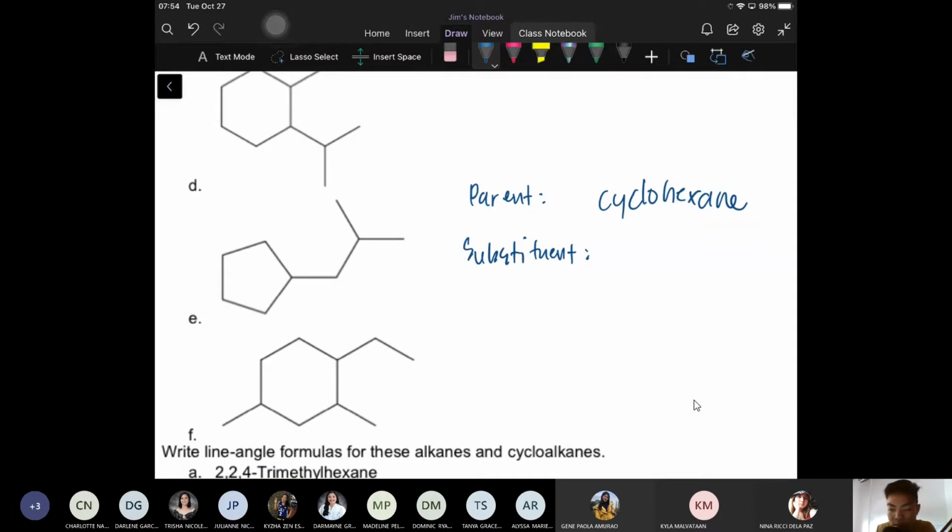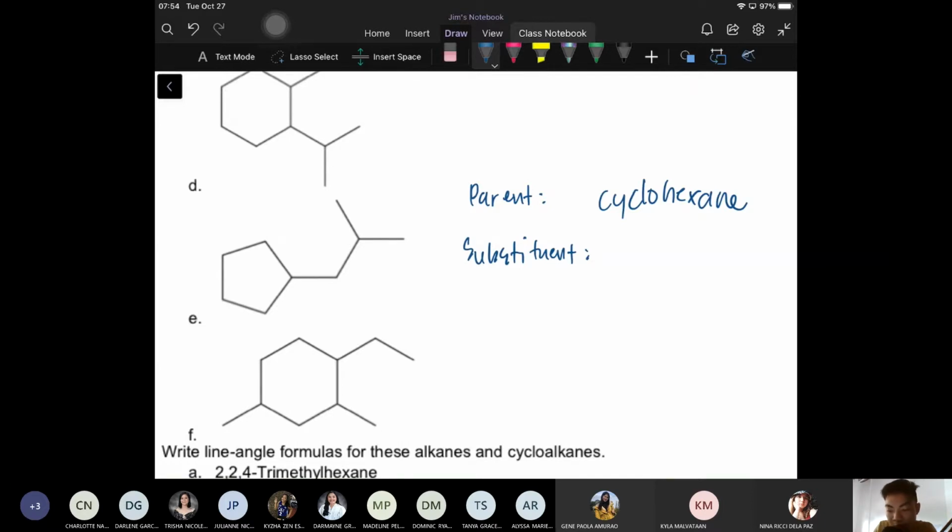Cyclohexane. Cyclo kasi naka-ring. Hex kasi 6 yung carbons. And ane because puro single bonds lang meron tayo. Okay? So after naming your parent chain, your cyclic ring, we have to name the substituents now. What are our substituents? So we have methyl, one methyl and another methyl.